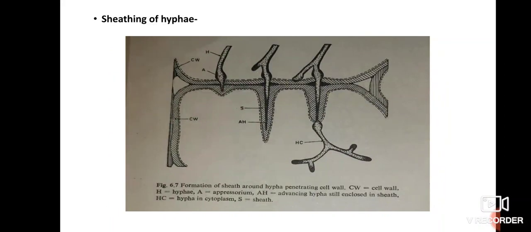Next one is sheathing of hyphae. Hyphae penetrating the cell wall are often enveloped in a sheath formed by the extension of cell walls, which prevents the pathogen from spreading. It consists of cellulose, callose substance or other material. And in some cases, a sheath may be the deposition product of the cytoplasm rather than the cell wall.